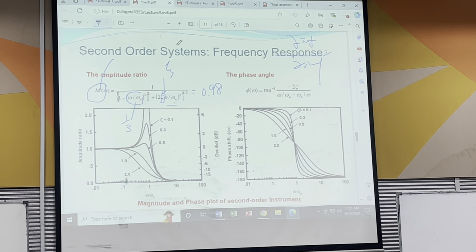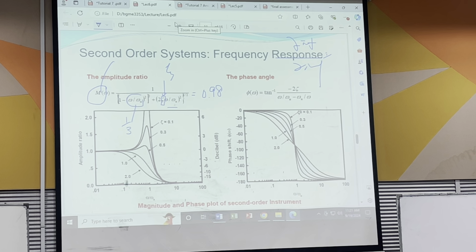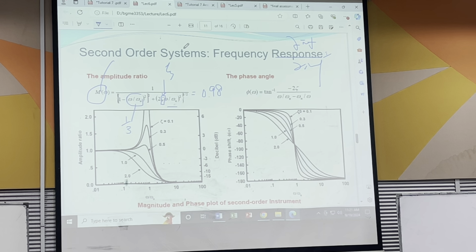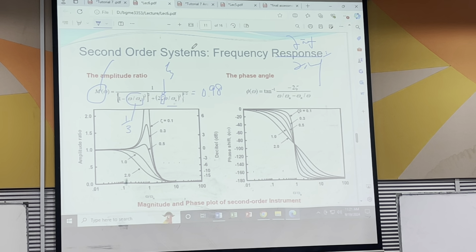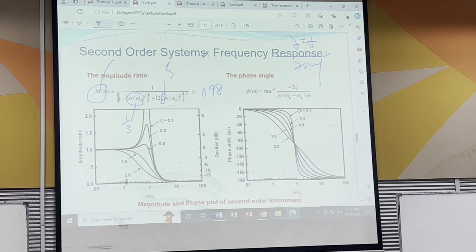Okay, anyone do not get 0.75? 0.56? Cannot accept. How come you get 0.56 though? You round off too much.